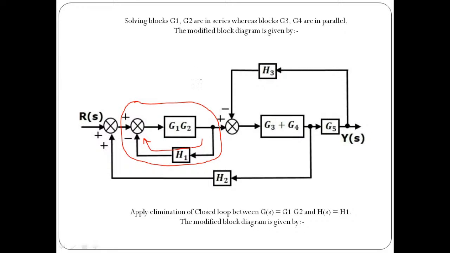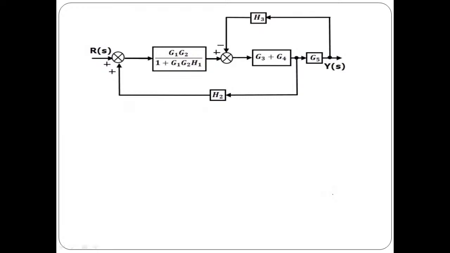Because in this case, see, the value of G of S is nothing but G1 into G2. The value of H of S is nothing but H1. So the elimination rule is G of S upon 1 plus. Why have we taken plus? Because see, the nature of the feedback signal is minus. That's why plus. So 1 plus G of S into H of S. So this is going to be G1 G2 whole divided by 1 plus G1 G2 into H1. So the same logic is applicable over here.